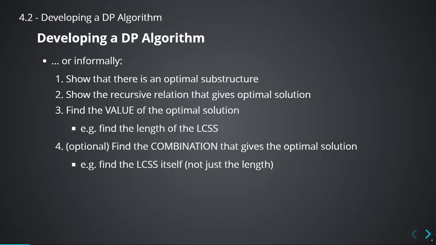Step 2, show the recursive relation that gives the optimal solution. What I mean here is, if we want to solve a problem using dynamic programming, then we have to split the problem into different subproblems, right? And we do them recursively. That's what we talked about in the previous lecture as well. So now I have many subproblems. How do I pick the one that will lead to the optimal solution to the problem? So you have to define this relation.